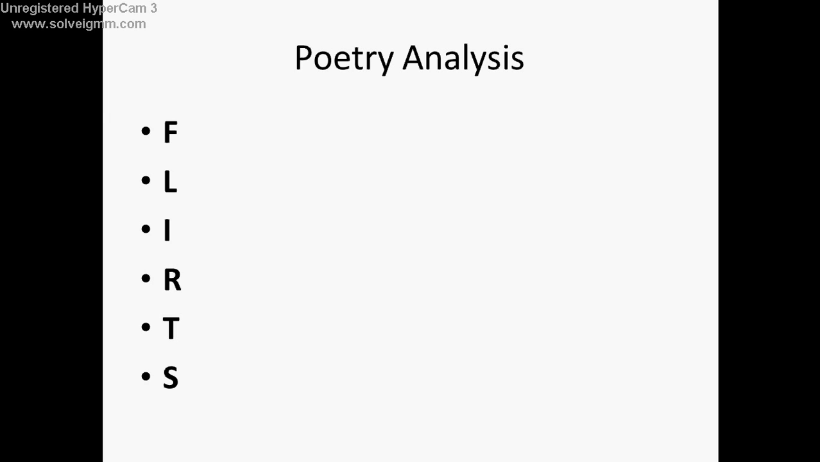You may be familiar with this. You might have learnt something differently from your teachers, but this is what I use, and it's the flirts. The F there stands for form. This is talking about the type of poem that it might be, whether it's a ballad, whether it's a sonnet, and also I like to think of form as in the structure of the poem, so how the poem is laid out on the page, how it's organised into stanzas, and so forth.